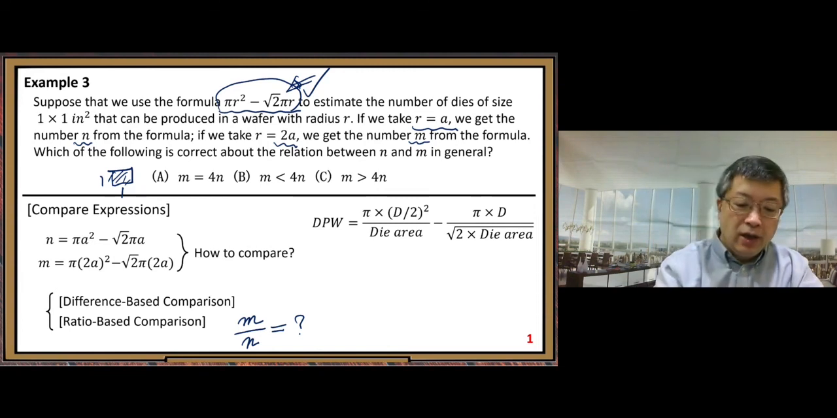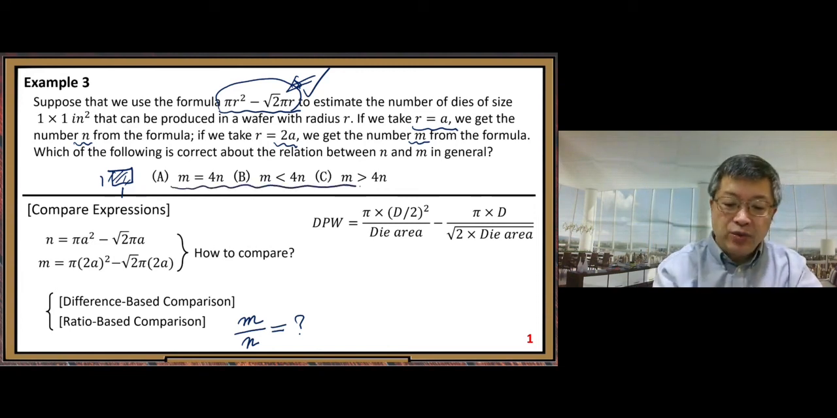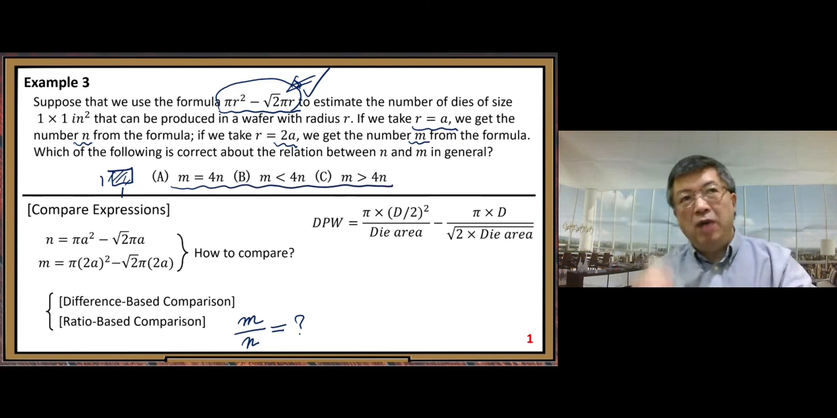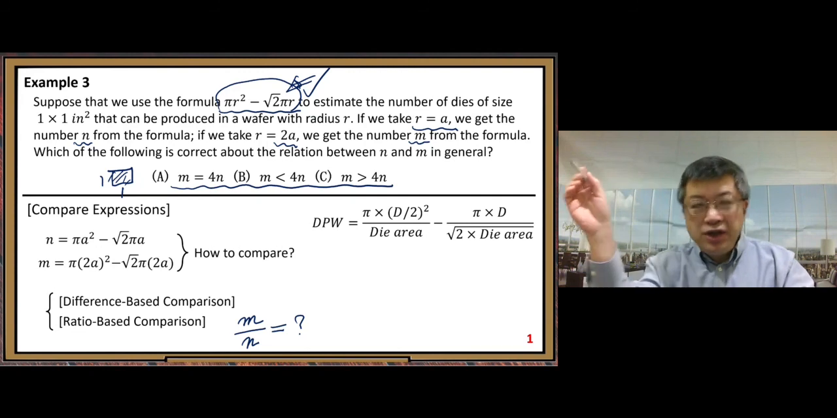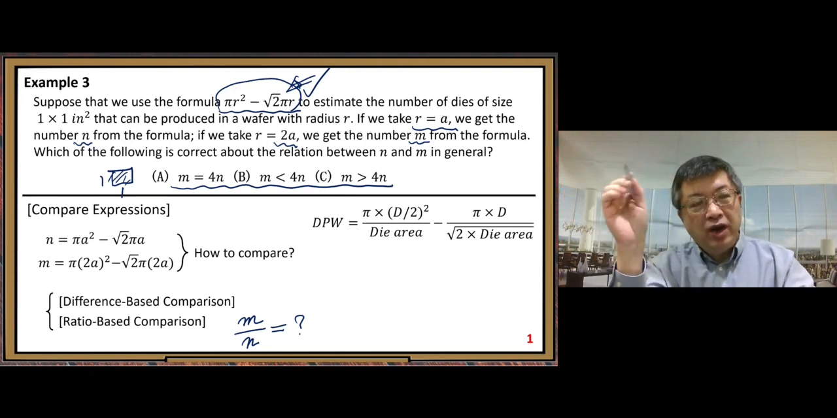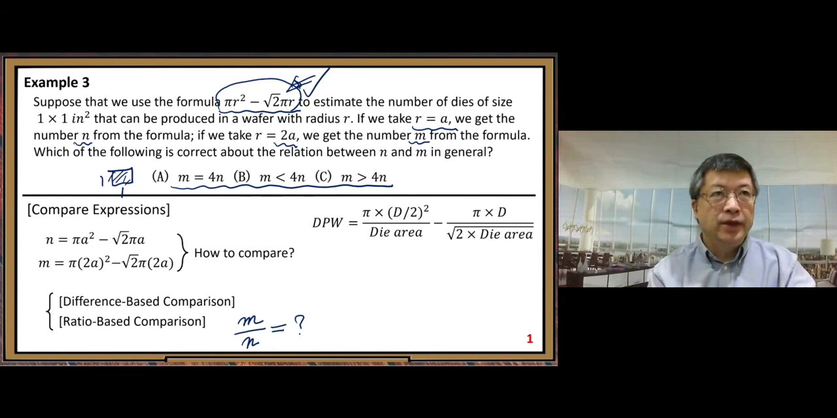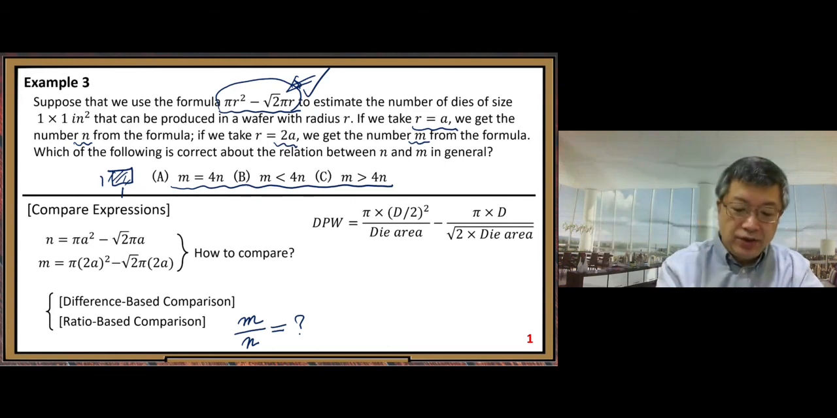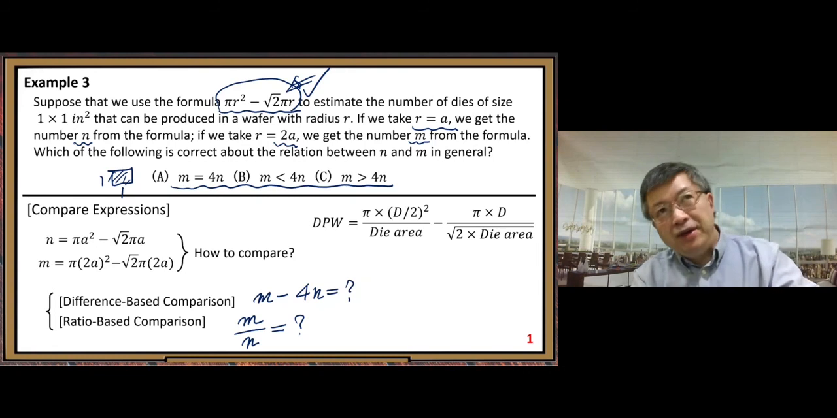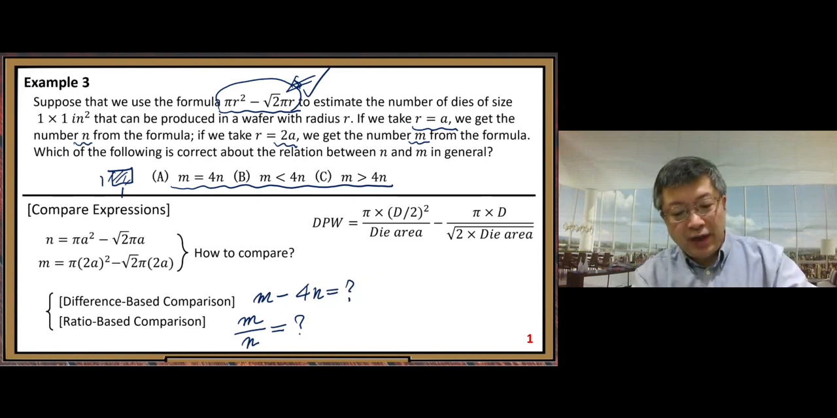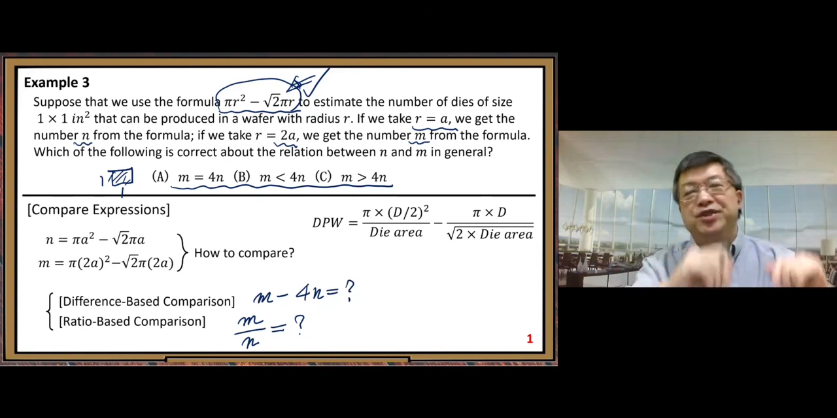Okay. Look at the options we have. A, B, C options. You should get some hint from the A, B, C options. In the A, B, C options, we compare m with 4n. So if you take the difference, you need to take m minus 4n. Can you calculate that difference? So these are the two methods.